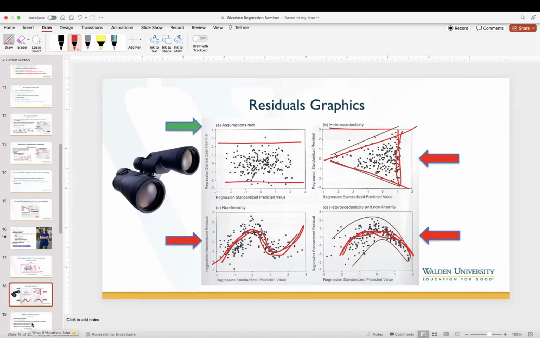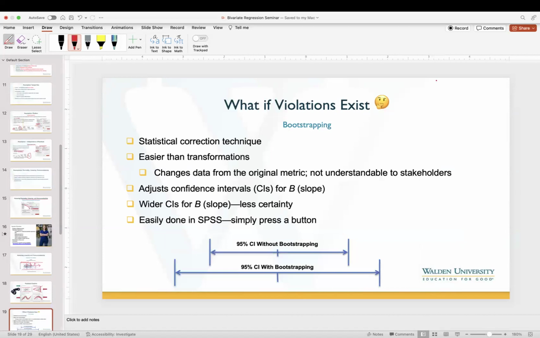Now, what if a violation exists? We're not going to spend a lot of time on this because, unfortunately, individuals get alarmed. Oh my, I've got to go back and do data collection again. No, you don't. Because first of all, you're following the process. You're telling us the shape of the data. You have to do that. And then, based on this shape, you're going to make some decisions. Okay, does that make sense to everybody?